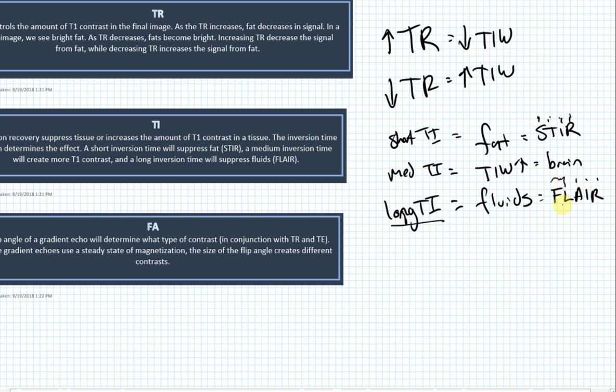So short tau inversion recovery, fluid attenuated inversion recovery. Long TI, FLAIR. So why we consider TI a part of contrast is that we are suppressing certain contrasts, so we are getting rid of the signal from fat or from fluids, so it is changing the contrast, or we can increase the amount of T1 weighting.